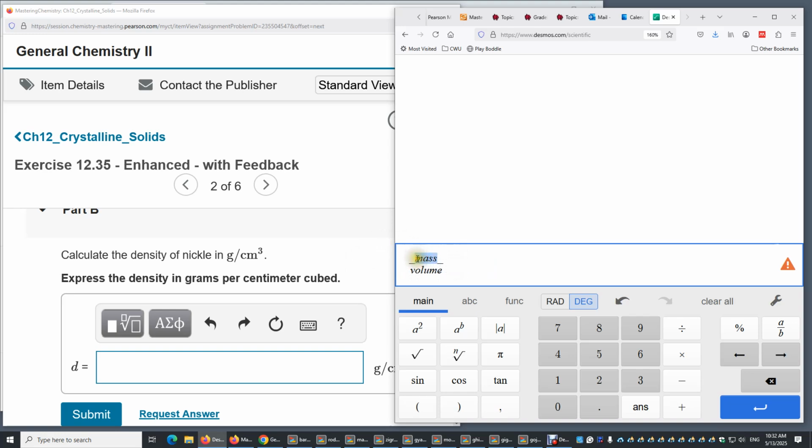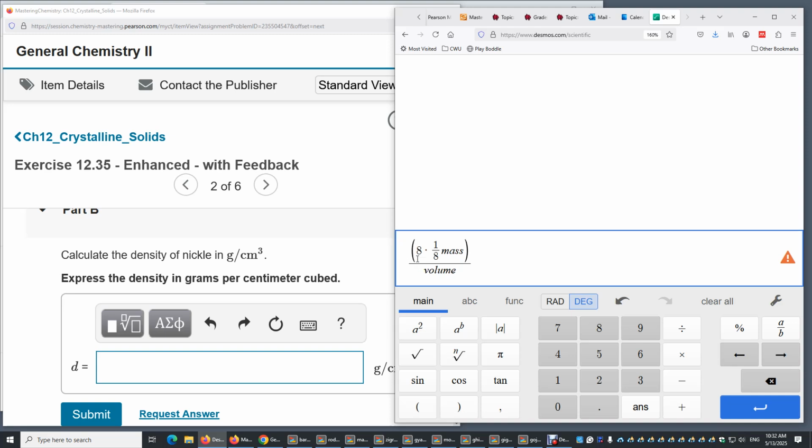The mass is the mass of 4 nickel atoms, because in the face-centered unit cell we have 8 corner atoms, and we can count only 1/8 for each corner atom, as only 1/8 of the corner atom is inside the cell. There are 6 atoms on the face, and we can only count 1/2 of each face atom. Therefore, we have a total of 1 plus 3. That is 4 nickel atoms in 1 cubic unit cell.